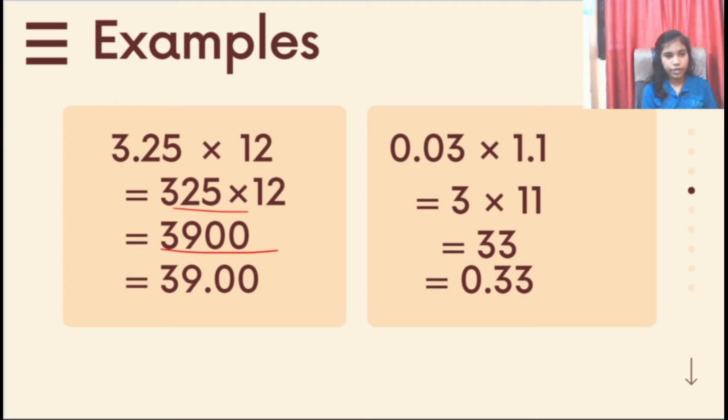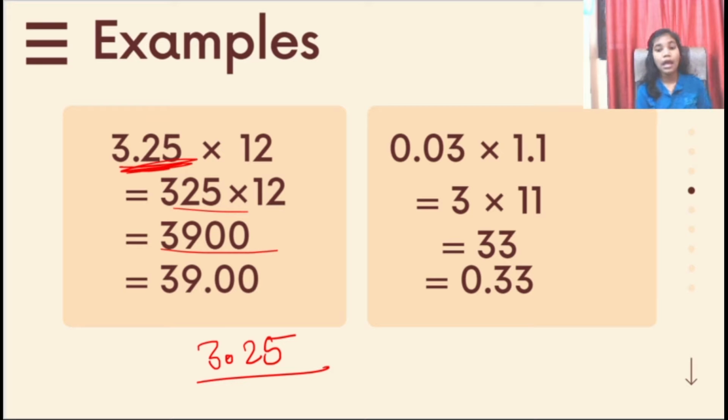Well, in this question you see a decimal number, so you have to take the decimal number here. For example, 3.25 is a question here, right? So you have to take this and observe how many numbers are put in after the decimal point. How many decimal places are there in the factors, and put that many decimal places in the answer.